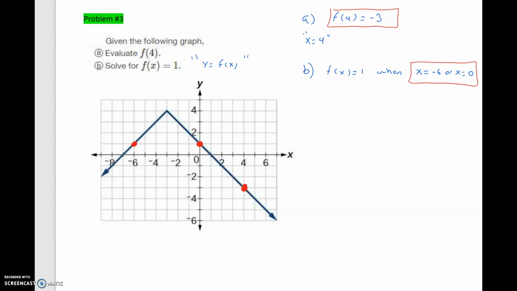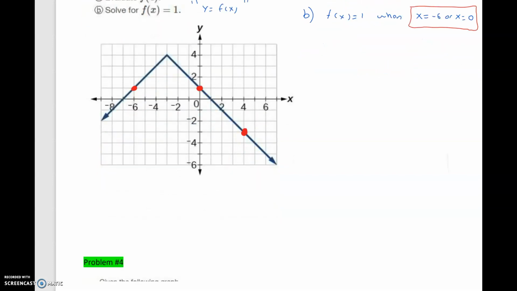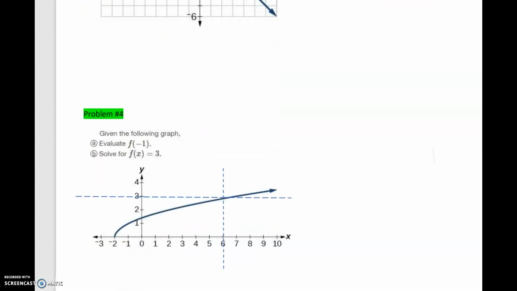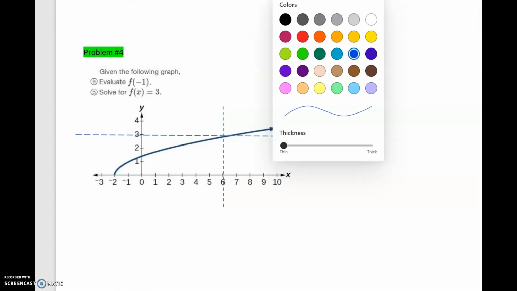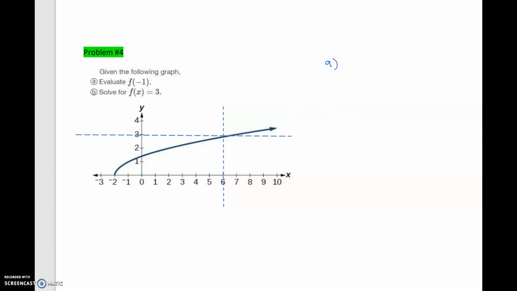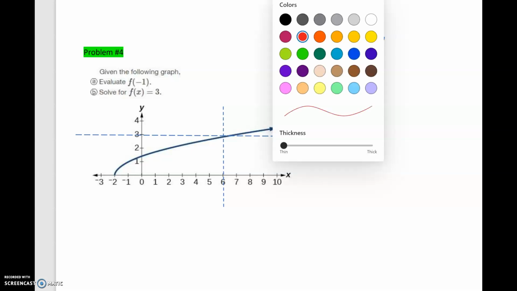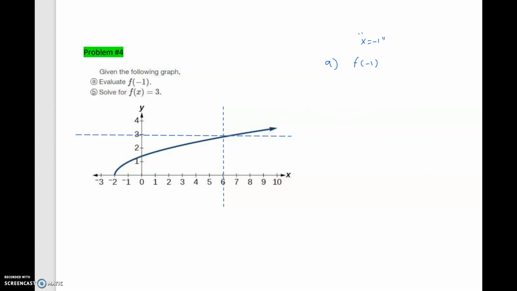Let's move on to problem 4, which is also another graph. And here the graph got a little bit distorted, but let me actually write it here. So A, they want f of -1. So f of -1, remember that this represents x is equal to -1. So in this case, we're going to be looking at the x's.